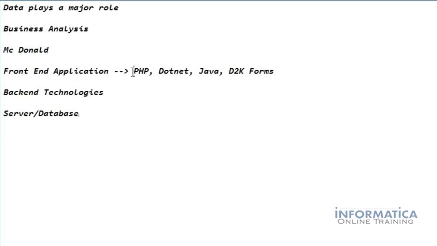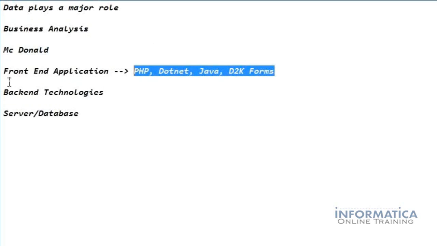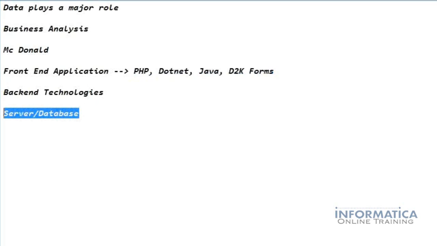Since the front-end application is not capable of storing the data, in order to manage all the users' data, from the front-end application we are storing the data into the server or the database, right? Since the data has to be stored somewhere in order to have future reference, we have these backend technologies, which is nothing but a server or a database. Whatever the user is entering, that data will be entered into the database.